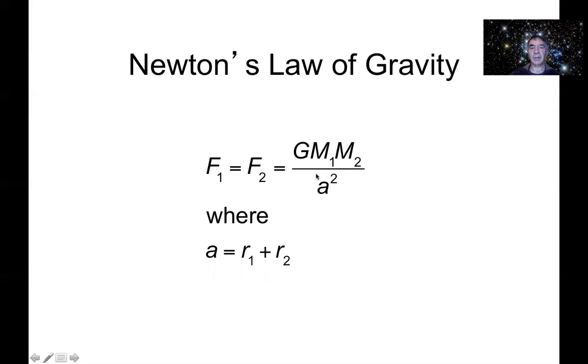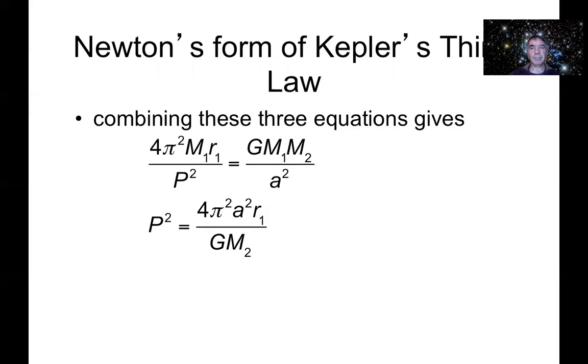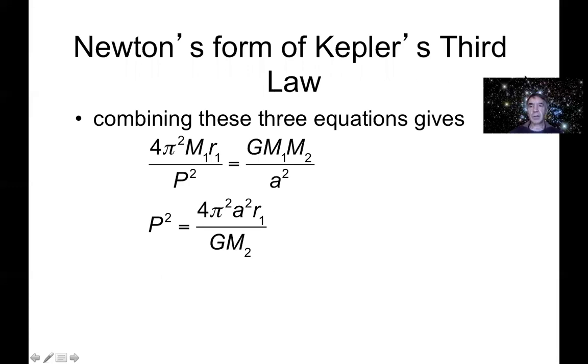A common mistake by students is getting A, R1, and R2 mixed up. A is the total separation between the two objects, which is equal to R1 plus R2. Okay, so let's complete this by combining all of this together.